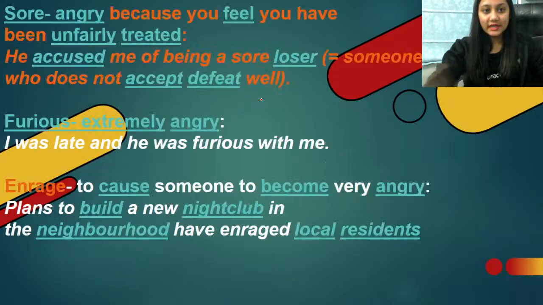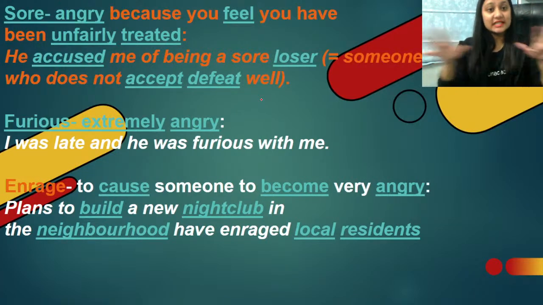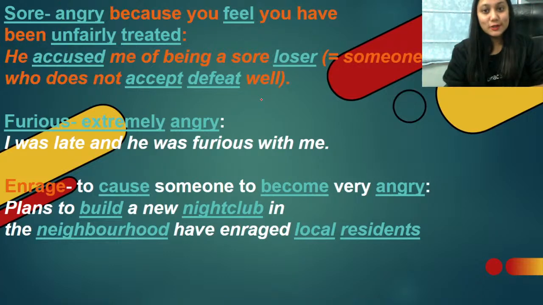Another one is rage, sour or sore. It means angry because you feel you have been unfairly treated. When can we use sore or sour? When you feel that you are not treated equally with somebody else. He accused me of being a sore or sour loser, which means someone who does not accept defeat well. Furious means extremely angry. I was late and he was furious with me, right?